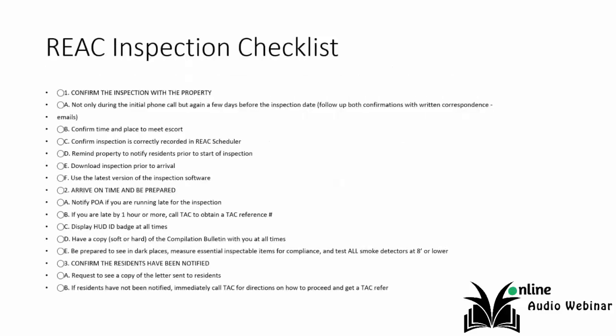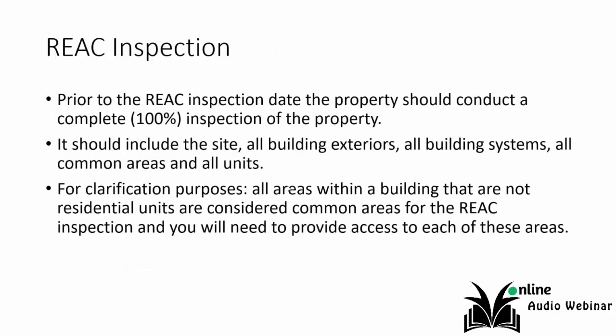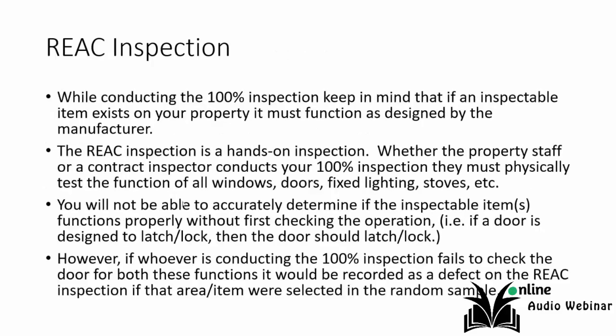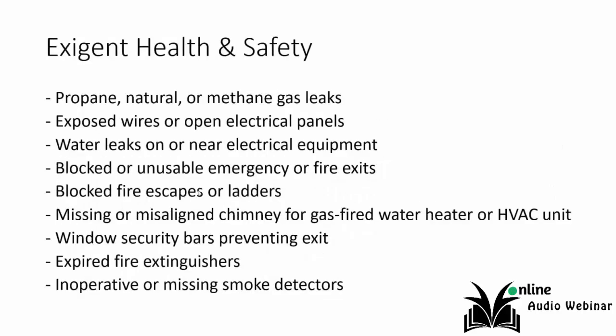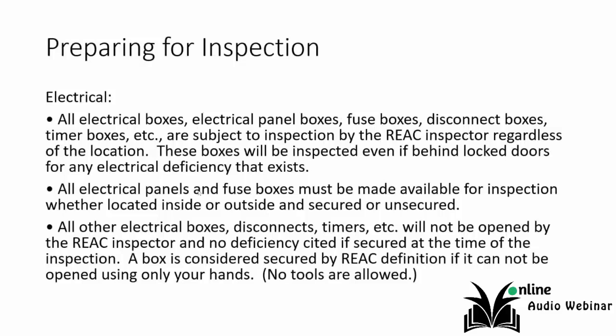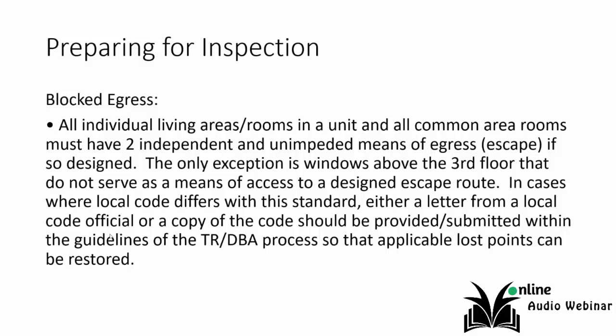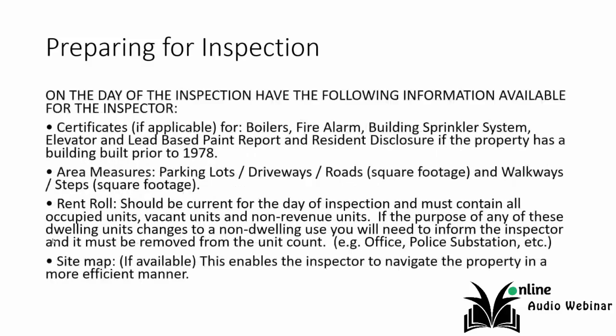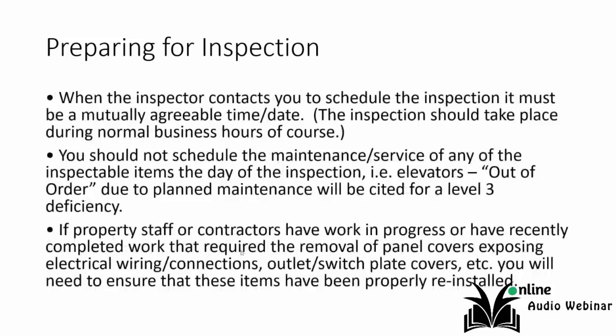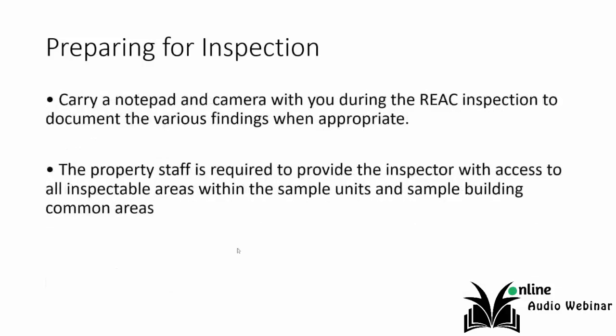There's a checklist form. Again, you've got to cover this 100% inspection. While conducting the 100% inspection, keep in mind some of the health and safety items they're going to look for, such as propane, and make sure when you're preparing for your inspection, you've checked all your electrical boxes. Blocked egress: you have to have two independent, unimpeded means of egress. Have all your certificates, your boiler certificate, your lead-based paint certificate. When they contact you to do the inspection, make sure you don't schedule your maintenance service areas at the time of inspection. Carry a note and a camera with you during the inspection.